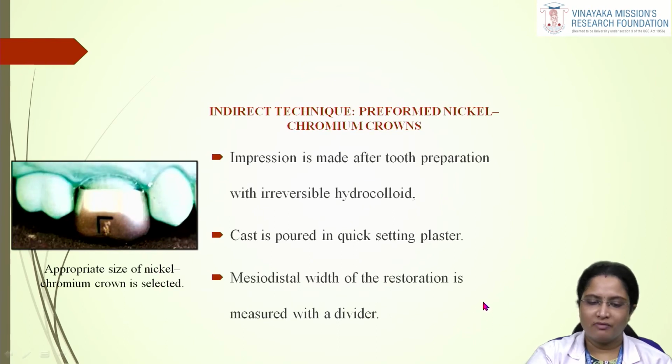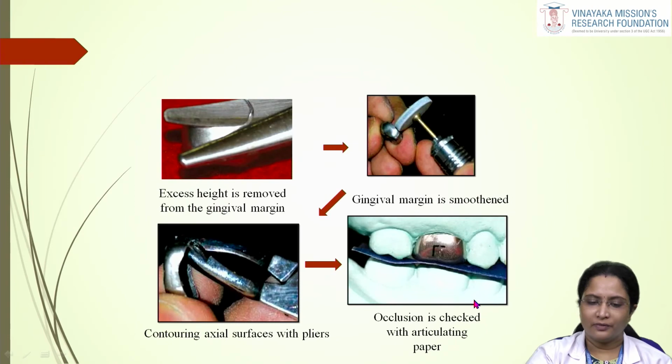So the steps will be, we first select a prefabricated crown. Here a nickel chromium crown has been selected. Then we trim the excess contours using a plier. Then we polish the contours. Then we can adapt the contours using a plier so that it fits directly and has a passive fit with that of the crown. And we have to check the occlusion.